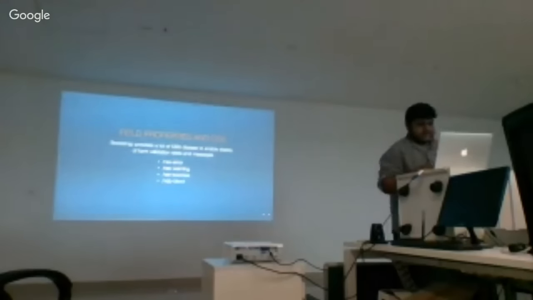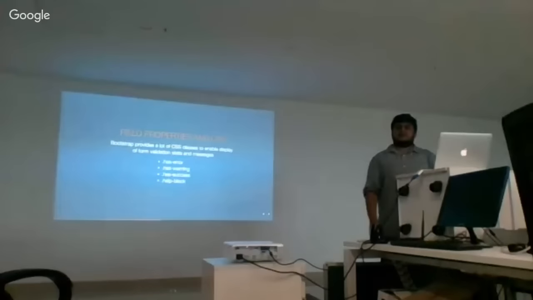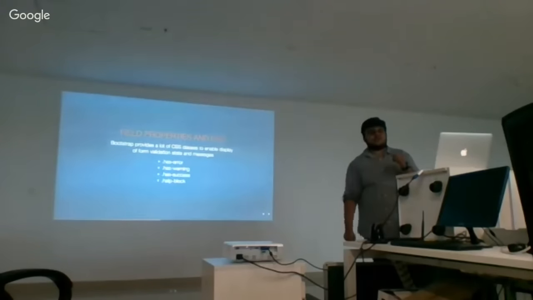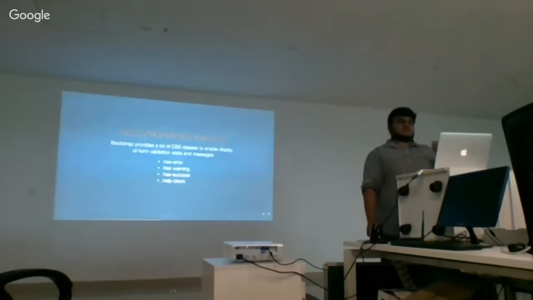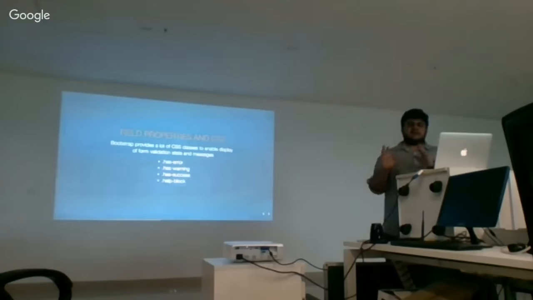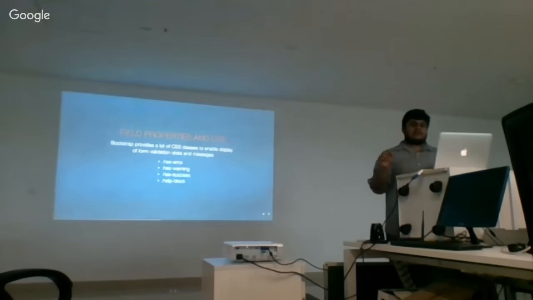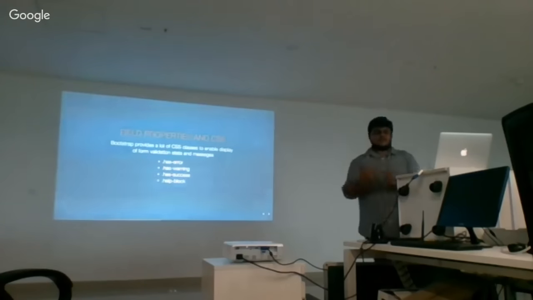And then a few properties in CSS. If you are familiar with Bootstrap, it has classes like has-error, has-warning, has-success. Suppose the user has specified his email ID as wrong. I mean, there's no @ or there's no dot in the email ID. Then it is false. Then it is invalid. So it is given the class false.